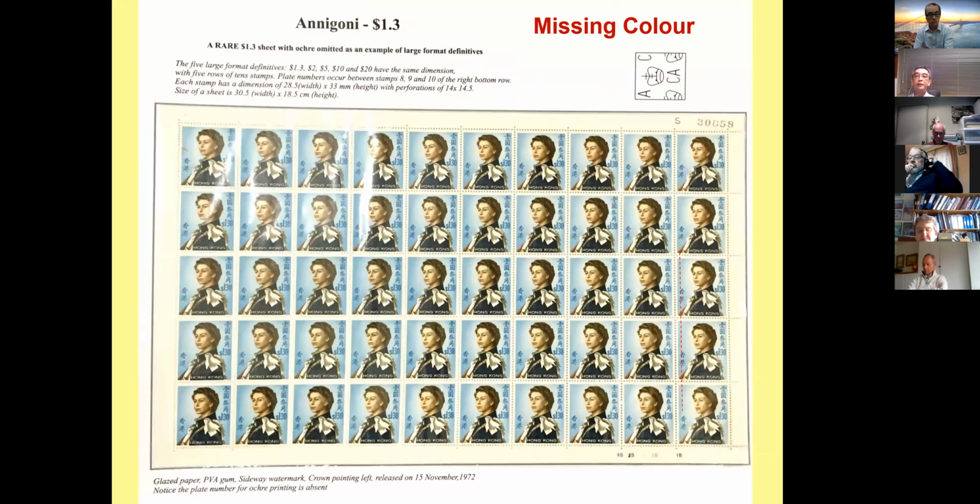Okay, so another is the missing color. So this sheet shows you a missing object color, and it is easier to see through this plate number. So you should have a 6 plate number, but for this one, the object color has disappeared. Okay, so you see that this part appears to be a bit pale.